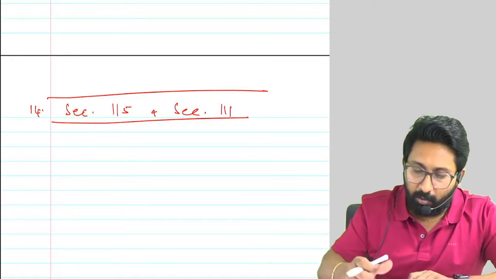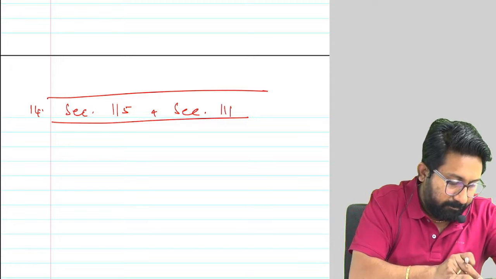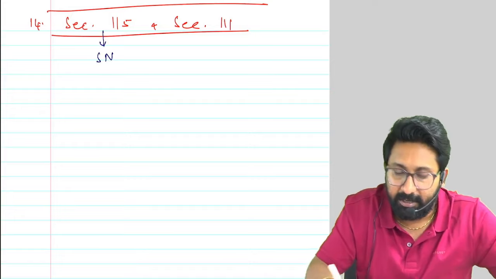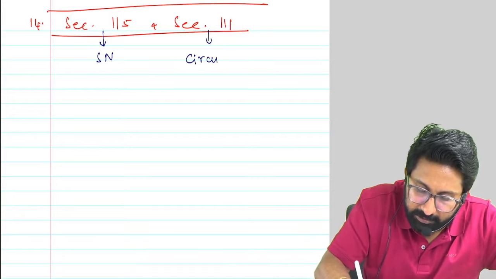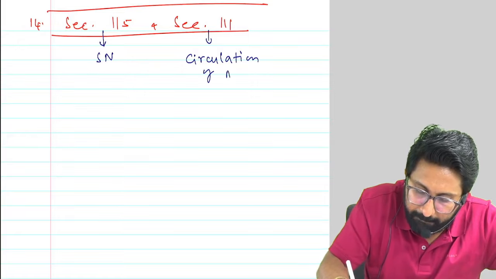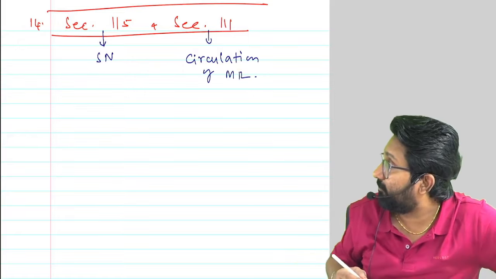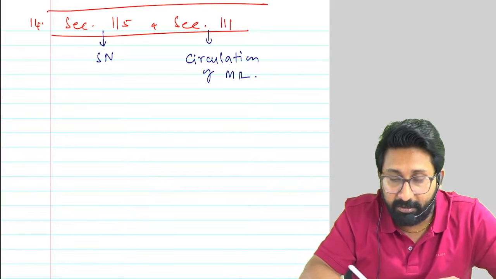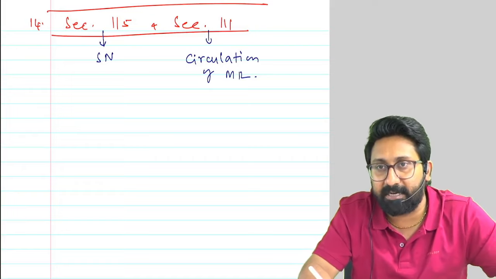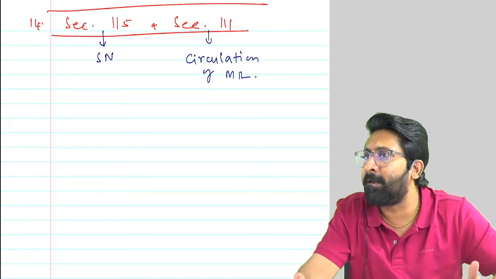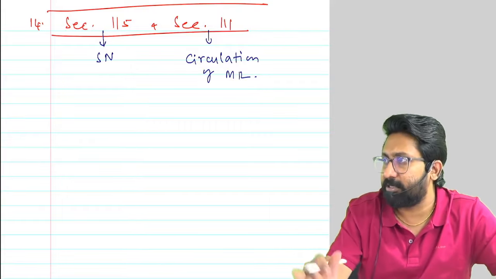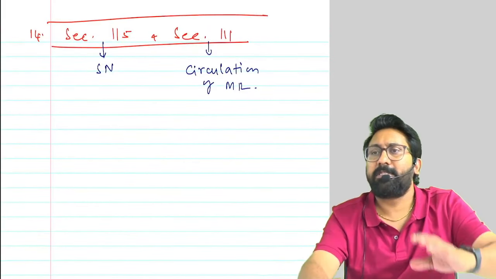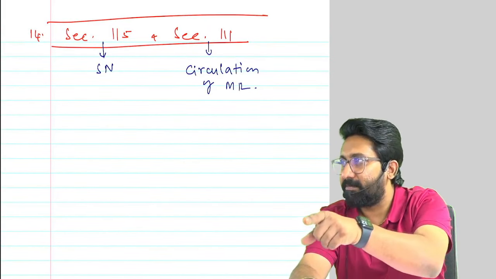Section 115 speaks about special notice. 111 talks about circulation of members' resolution. 115, special notice. 111, circulation of members' resolution. Shall we begin? Yes, sir. What are these two? Let us first try to understand. Special notice and circulation. Generally, I said important.